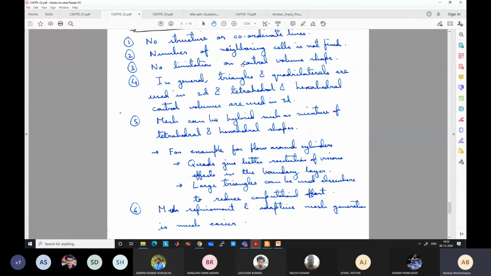There is no limitation on control volume shape. Control volume can be of any shape. In general, we use triangles and quadrilaterals in 2D, and tetrahedrals and hexahedrals in 3D. But anything can be used. Instead of triangles with 3 corners or quadrilaterals with 4 corners, I can use hexagons or octagons. If I am a crazy researcher, I can use dodecahedrons, 12 corners, 15 corners. It will be very difficult to solve, but the finite volume method allows it, though it might be crazy to use a control volume with 15 corners. Still, it is possible.